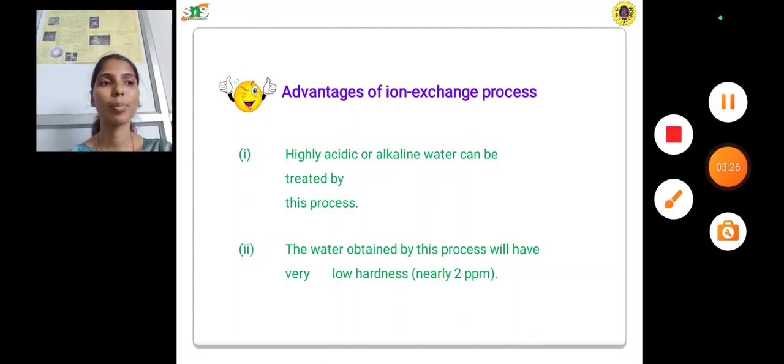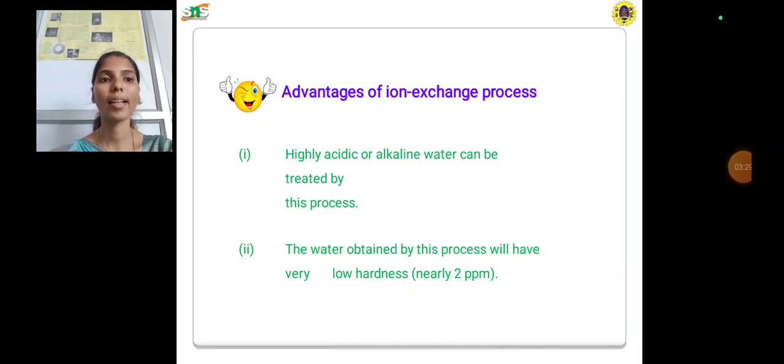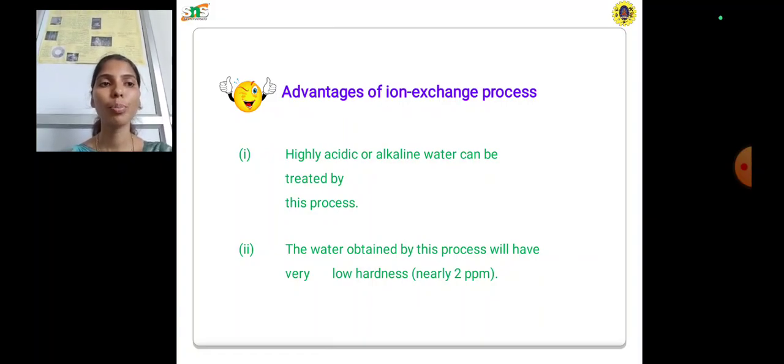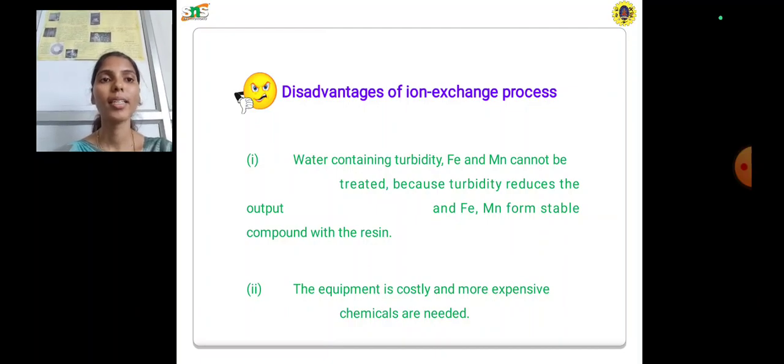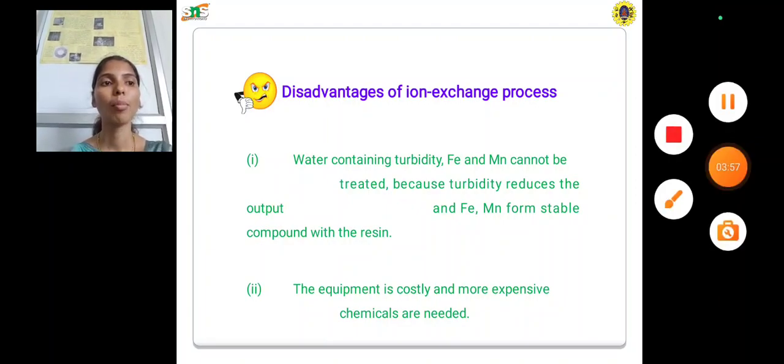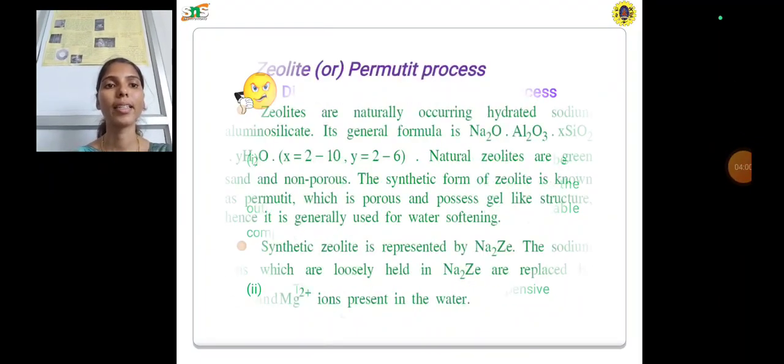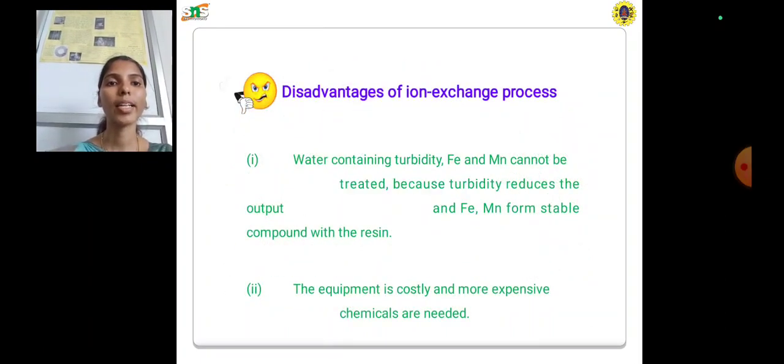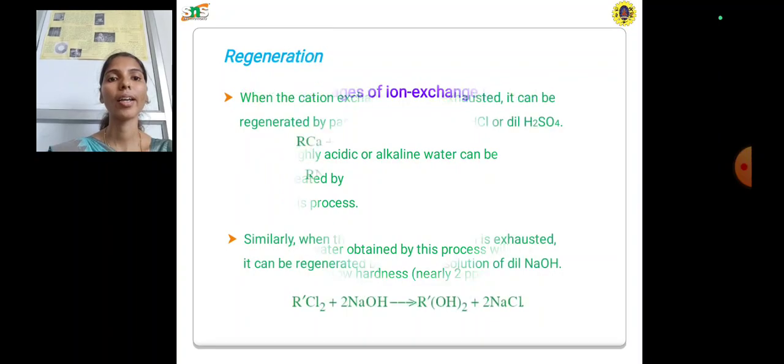Advantages of the ion exchange process: highly acidic or alkaline water can be treated by this process. The water obtained by this process will have very low hardness, nearly 2 ppm. Disadvantages of the ion exchange process: water containing turbidity, iron and manganese cannot be treated, because turbidity reduces the output and iron and manganese form stable compounds with the resin. The equipment is costly and more expensive chemicals are needed. So these are the advantages and disadvantages of the ion exchange process.